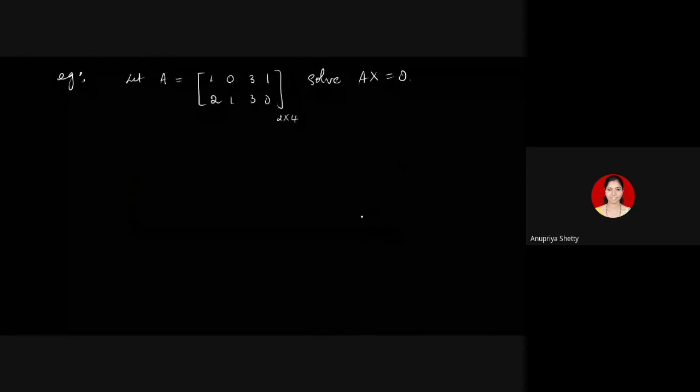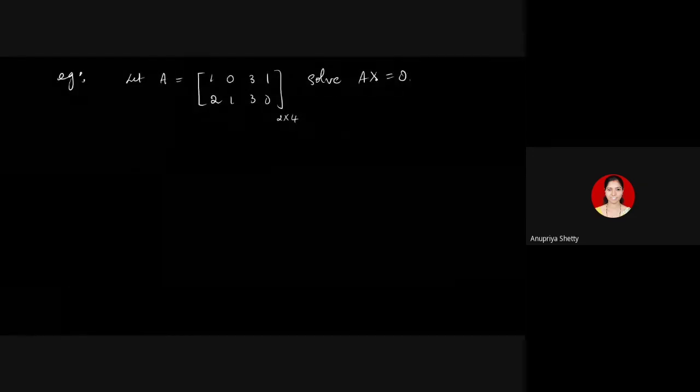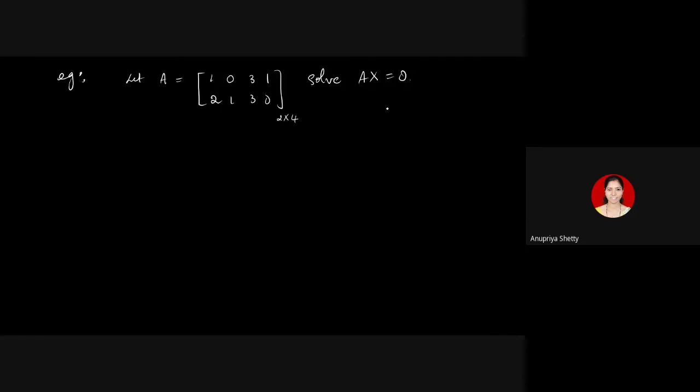I will take A to be equal to the matrix, and I'll just see that the number of rows is less compared to the number of columns. 2, 1, 3, 0. Solve Ax equal to 0. Here you see that the order is 2 by 4. Then you should know what should be the order of x. X will have 4 unknowns, x1, x2, x3, x4, and 0 will have 2 zeros. X has order 4 by 1 and 0 has order 2 by 1. It follows because of the order of A, which is 2 by 4.